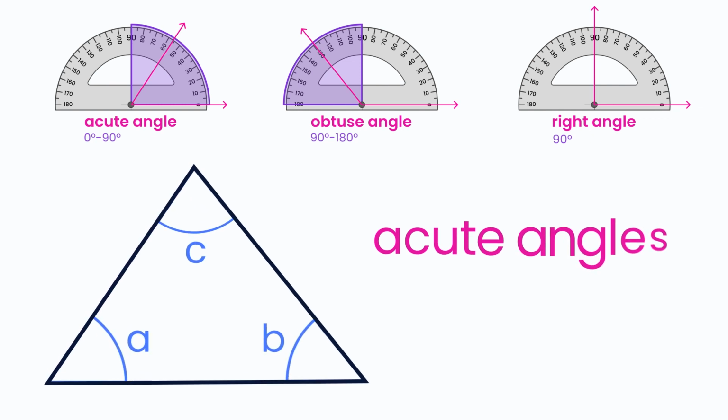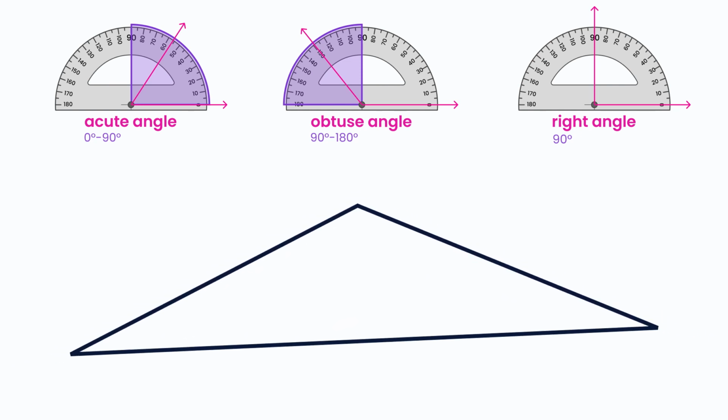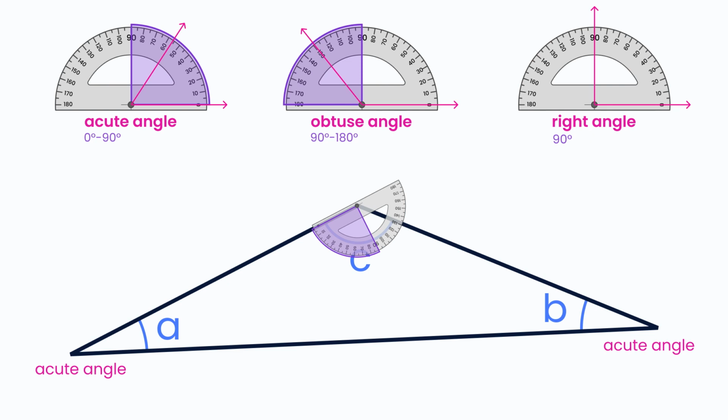Now, let's look at another example, and we'll stick to using a triangle. What about the angles A, B, and C in this case? Both A and B are between 0 and 90 degrees, so they are both acute angles. But that's not the case for C. C is larger than 90 degrees and smaller than 180 degrees, so C is an obtuse angle.